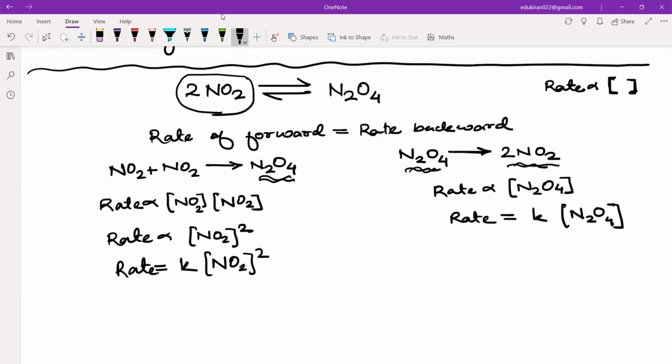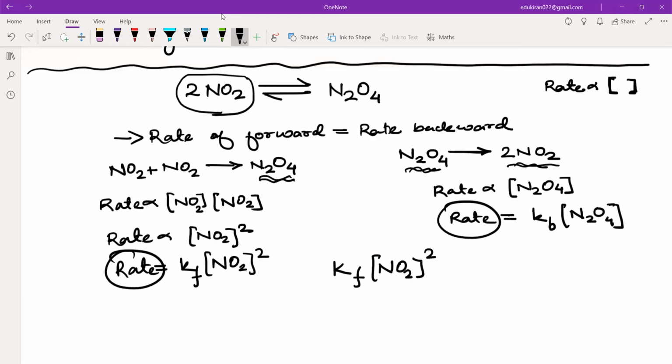Now I will say this is K forward and this is K backward. Is that fine, everyone? Now the rate of forward is equal to the rate of backward. That means this rate and this rate will be equal. Hence I can say K forward, in which we have NO2 square, is equal to the rate constant of backward into N2O4.